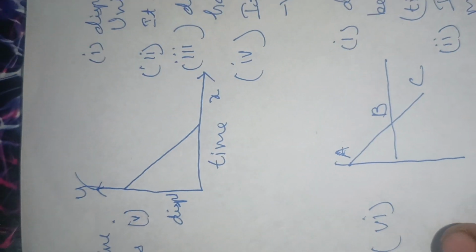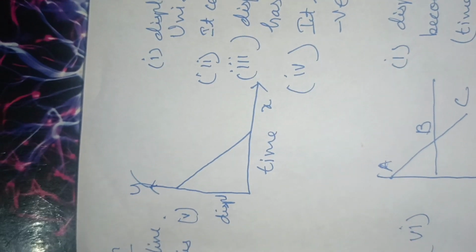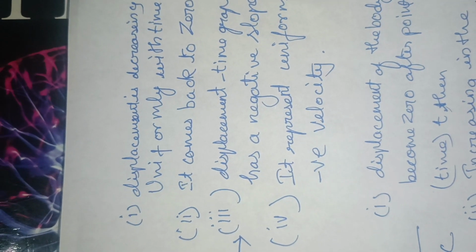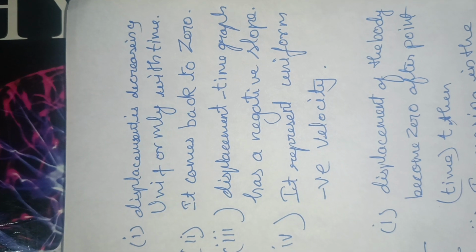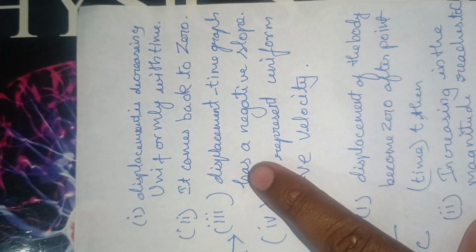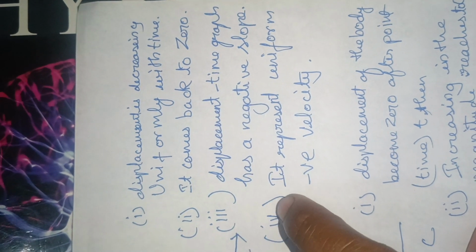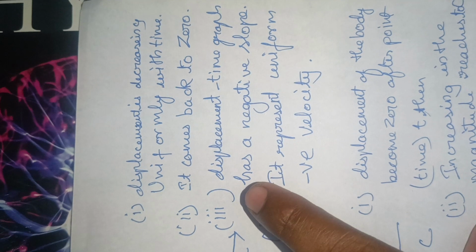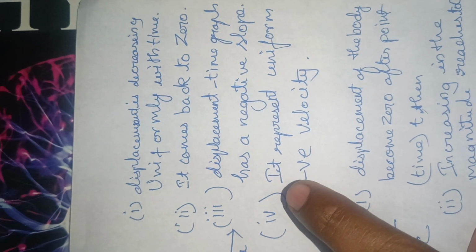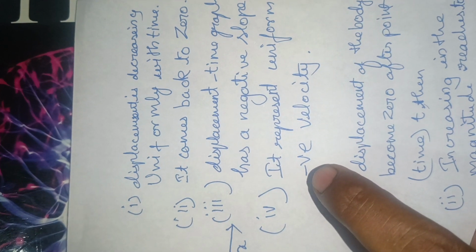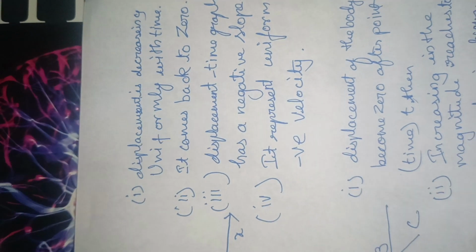The next segment of the graph will be like this. Let us see the behavior of this graph. The displacement is decreasing uniformly with time, and it comes back to 0. The displacement time graph has a negative slope, and it represents uniform negative velocity.